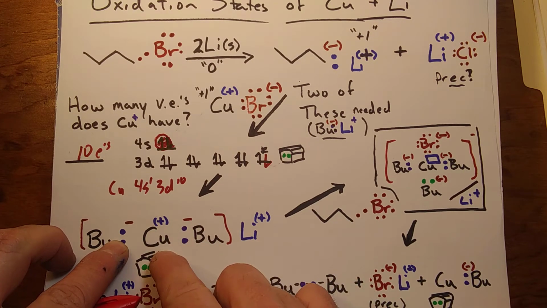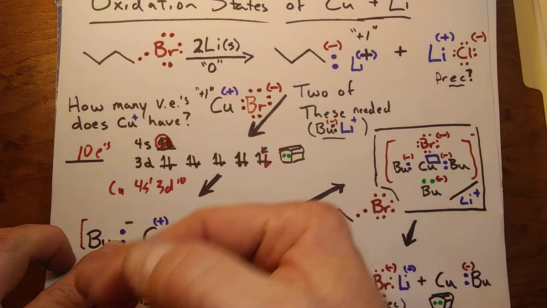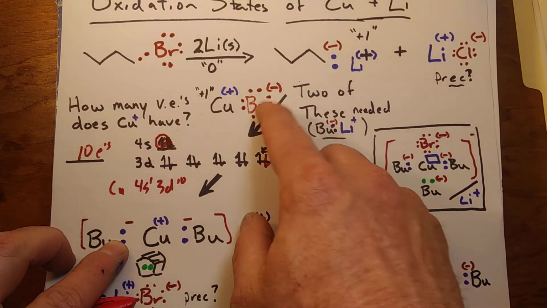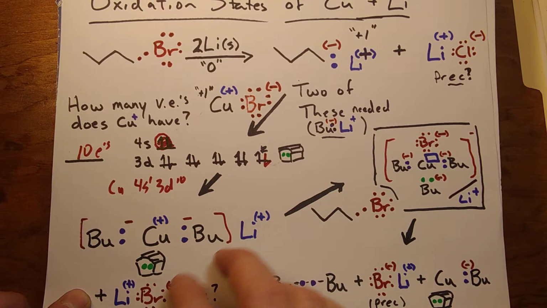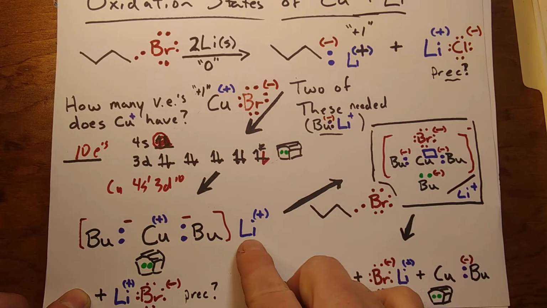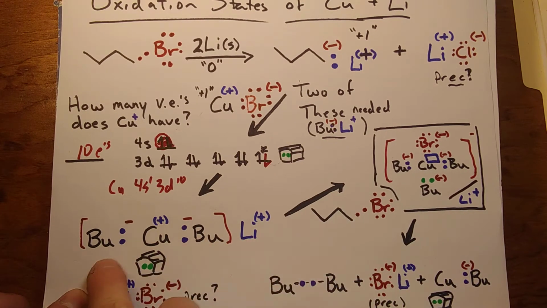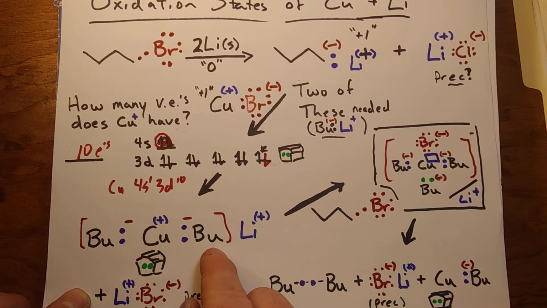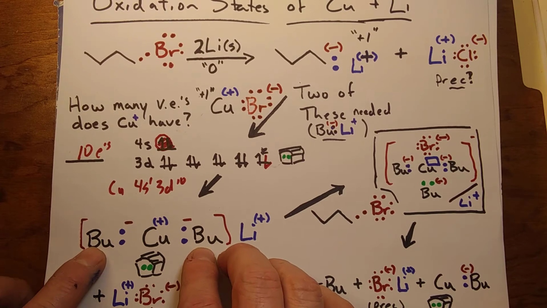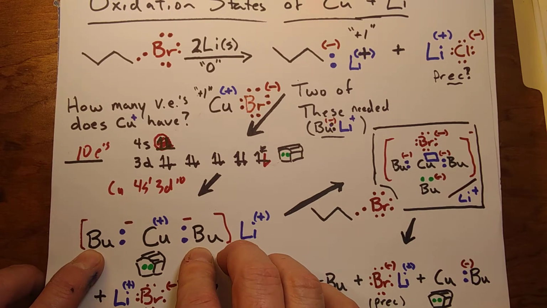So we didn't add anything to copper. He didn't have to pull out any electrons to use for bonding. And the bromide is kicked off to bond with 1 of those lithiums, and the other lithium with a positive charge balances out this di-coordinated, I guess, we call this a cuprate. The dialkyl cuprates, this would be a dibutyl cuprate.